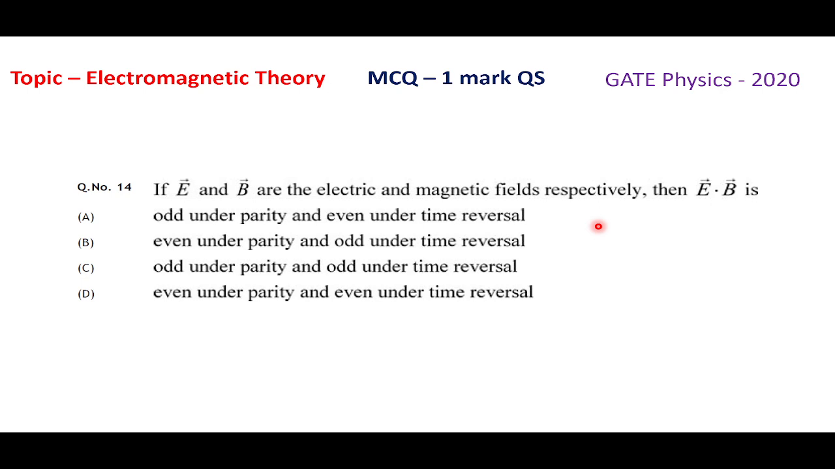So we can just see whether it is a scalar, vector, pseudo scalar or pseudo vector. Right. Then we can just get the answer. So what should be the answer? Then can you please explain from that?